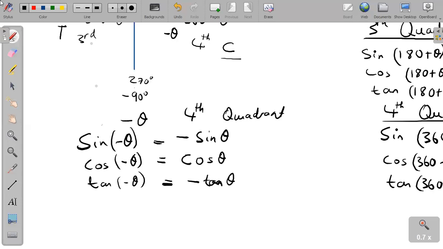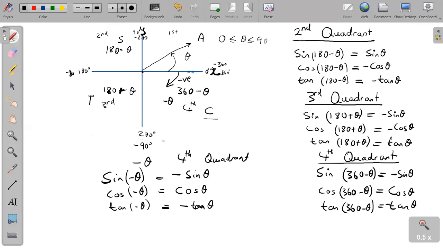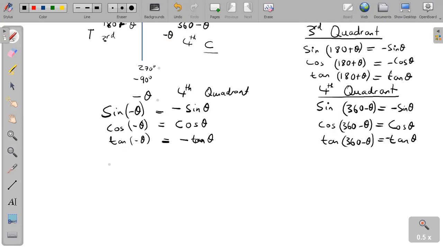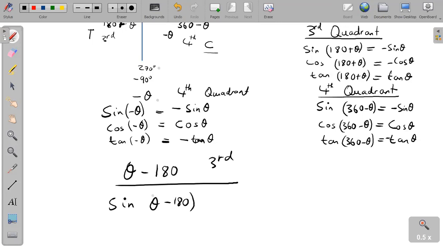So having established that relationship, let us also look at the next angle that we are going to have in the third quadrant. In the third quadrant, we are going to have theta minus 180. Theta minus 180 is a negative angle. That's the third quadrant. So as usual, sine theta minus 180 is supposed to give us a negative sine theta. But how can we know the relationship that sine theta minus 180 has?